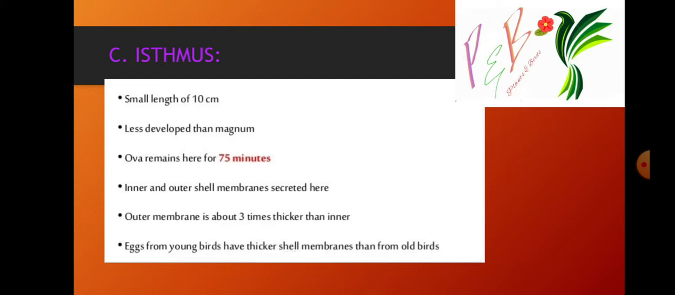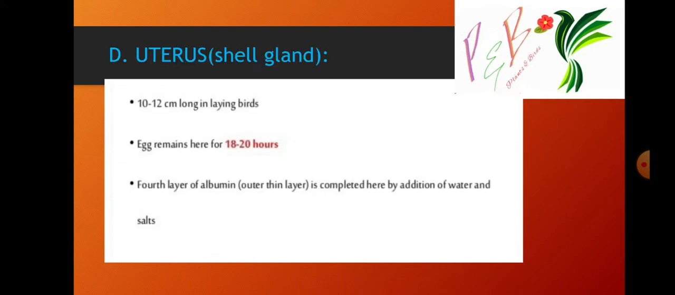Eggs from young birds have thicker shell membranes than those from old birds. This must be remembered here. Why are some eggs fertile, but there is no incubation, and the chick is not developing? This is the reason: eggs from young birds have thicker shell membranes than from old birds.